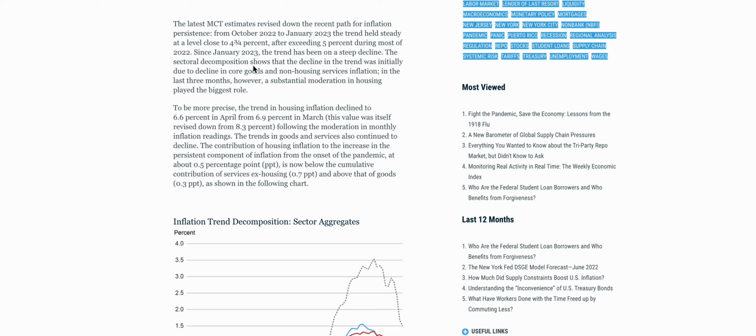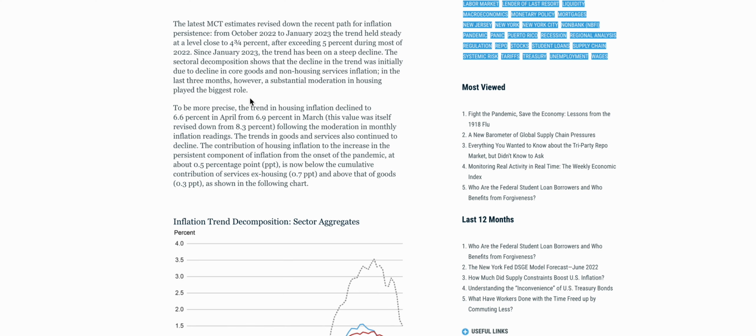Since January 2023, the trend has been on a steep decline. The sectoral decomposition shows that the decline in the trend was initially due to a decline in core goods and now non-housing services inflation. In the last 3 months, however, a substantial moderation in housing played the biggest role.